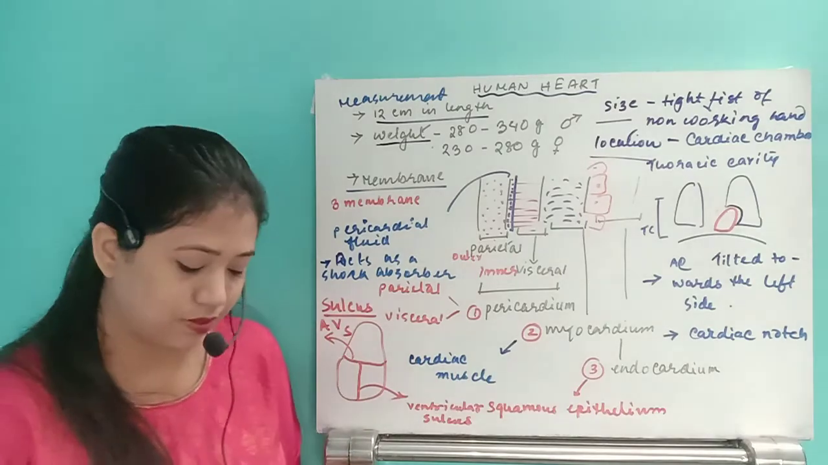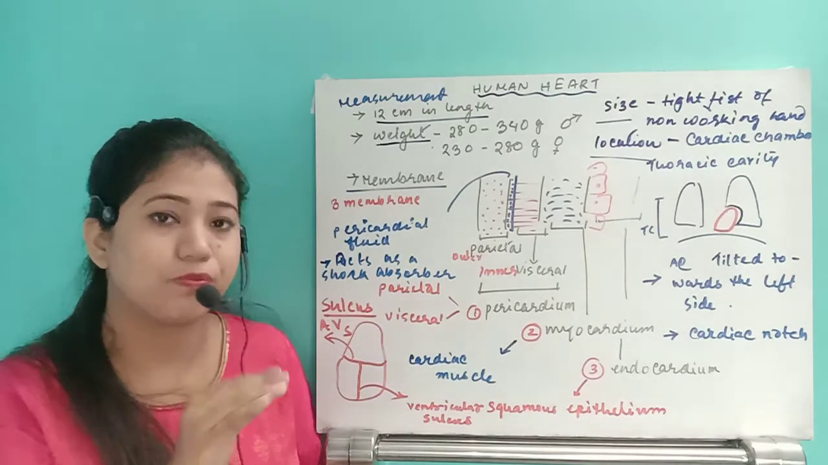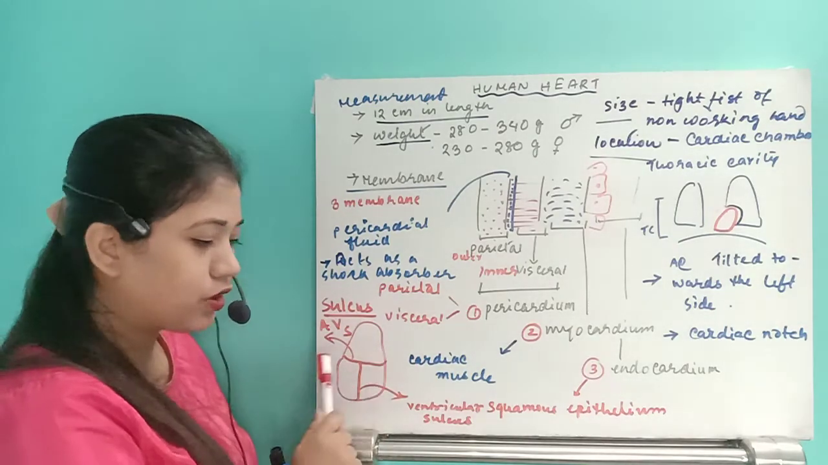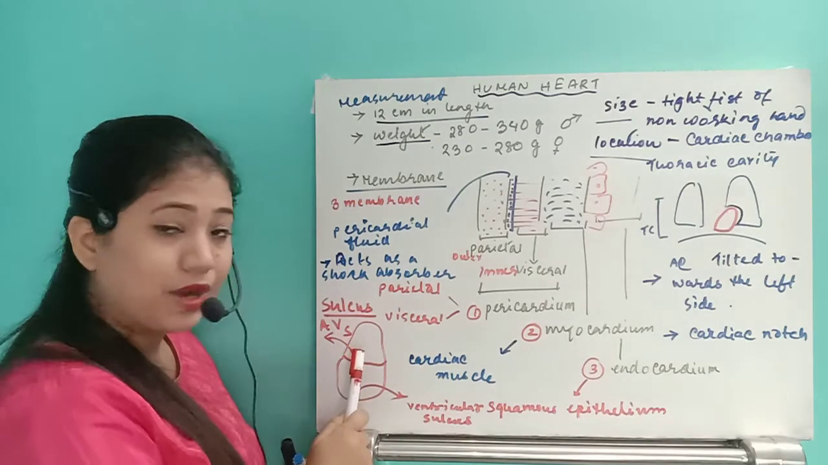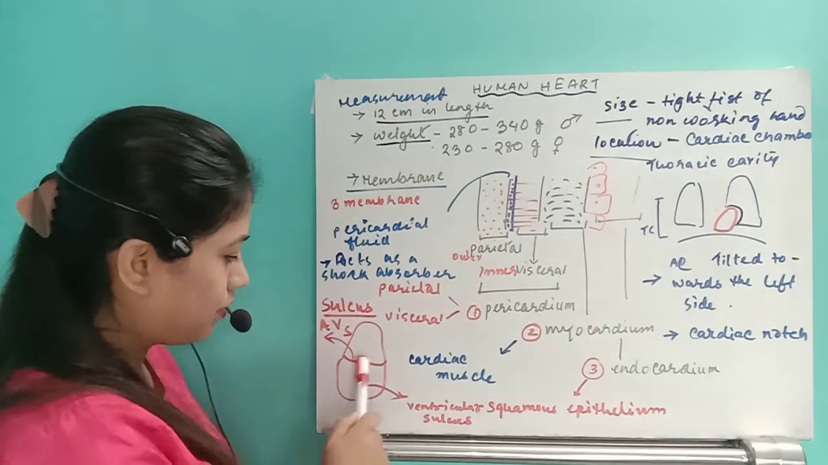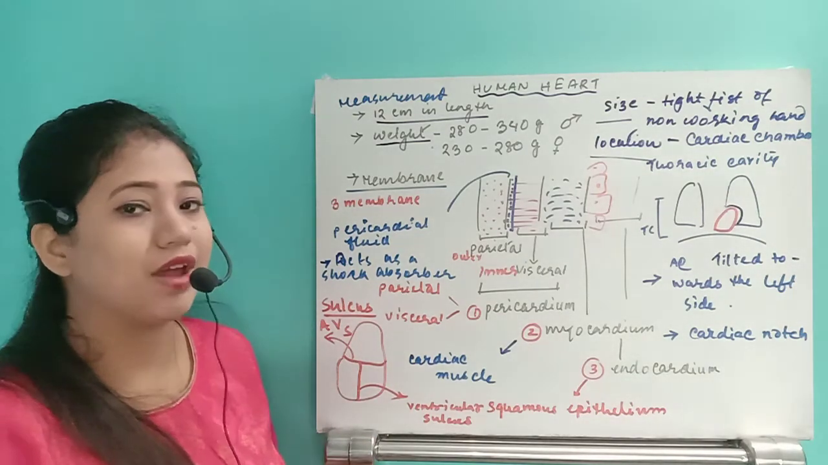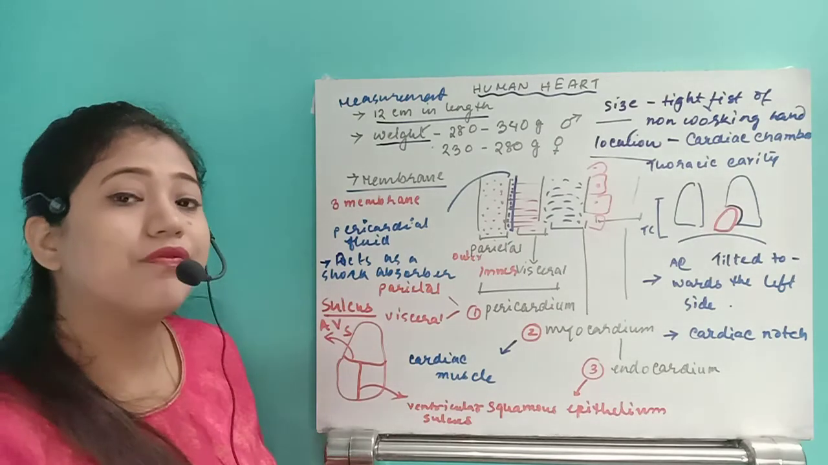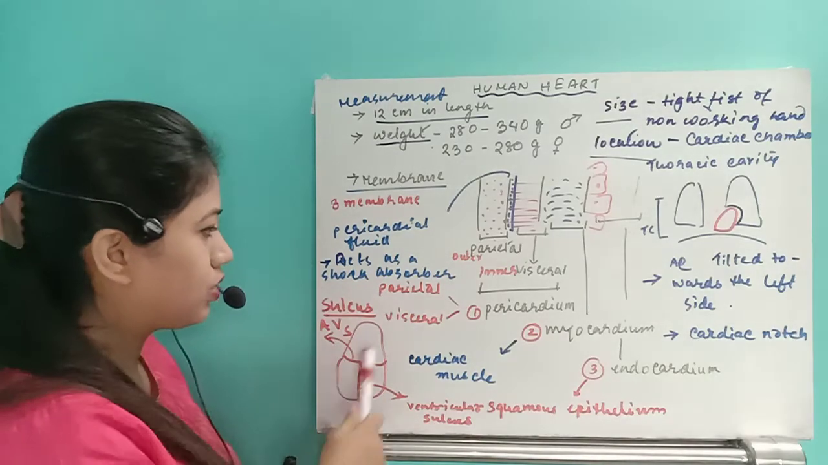Two sulcus are present if you see from the outside. In between the auricles and ventricles we have the auriculoventricular septum, so there will be a depression there, known as the auriculoventricular sulcus. And this is called the ventricular sulcus, which separates the right ventricle from the left ventricle. That depression will be seen from the outside. So these are known as the two sulcus.